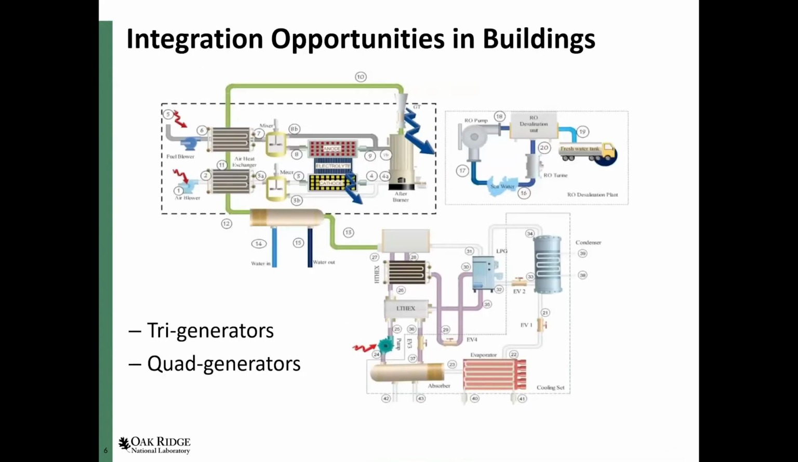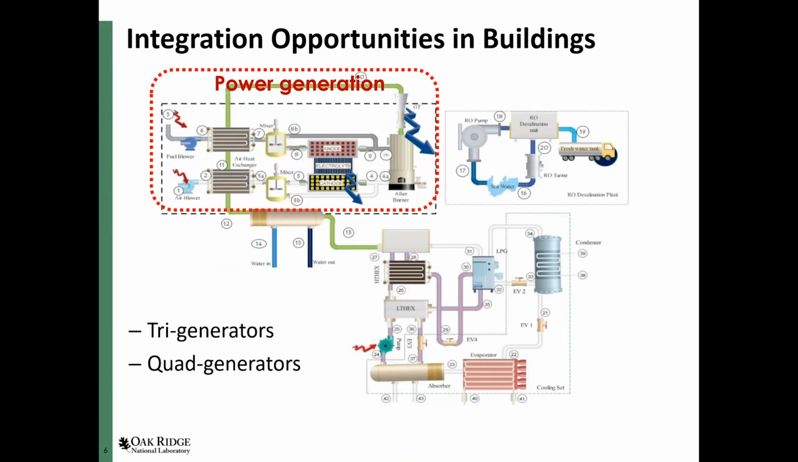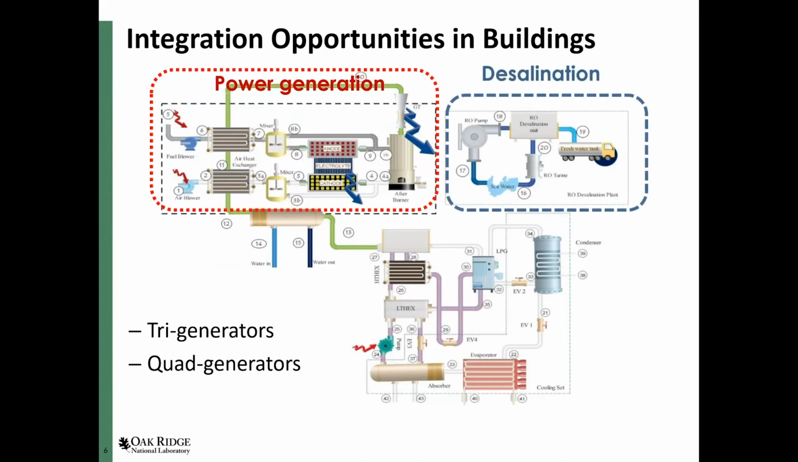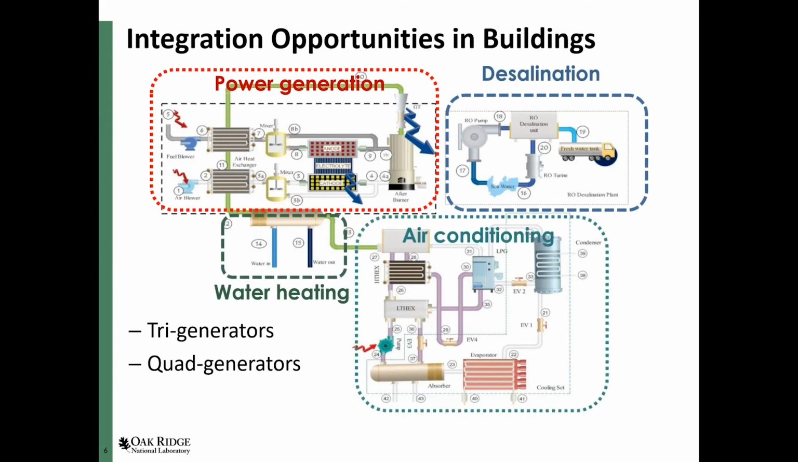Talking about the integration opportunities in the buildings, as I noted earlier, there have been a lot of developments for looking at different residential, commercial, and light commercial applications. And this is one recent paper which shows a system where you can get power generation, you can get some energy for desalination, water heating is available, and you can also do the air conditioning. Seems like a perfect solution.